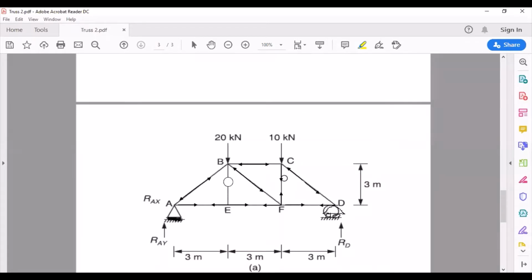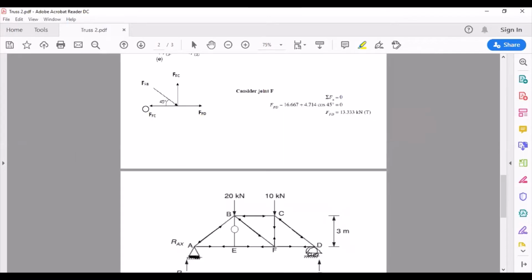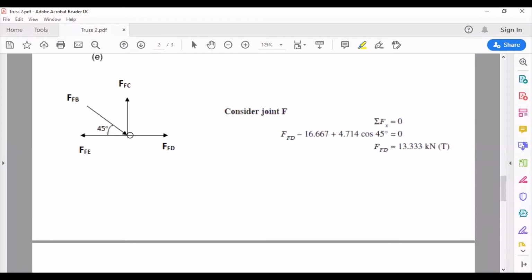The other 3 I have already calculated, so I have to represent those directions only. FE is outwards, FB is towards, FC is outwards. FE outwards, FC outwards, FB towards, and this FD is assumed because I don't know. Since I am interested only in FD, all the other 3 forces are known to me.